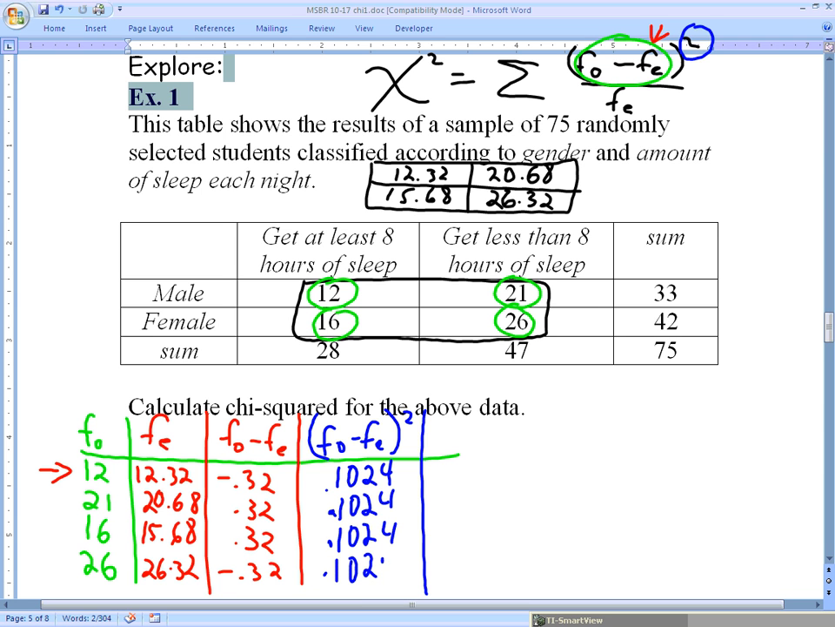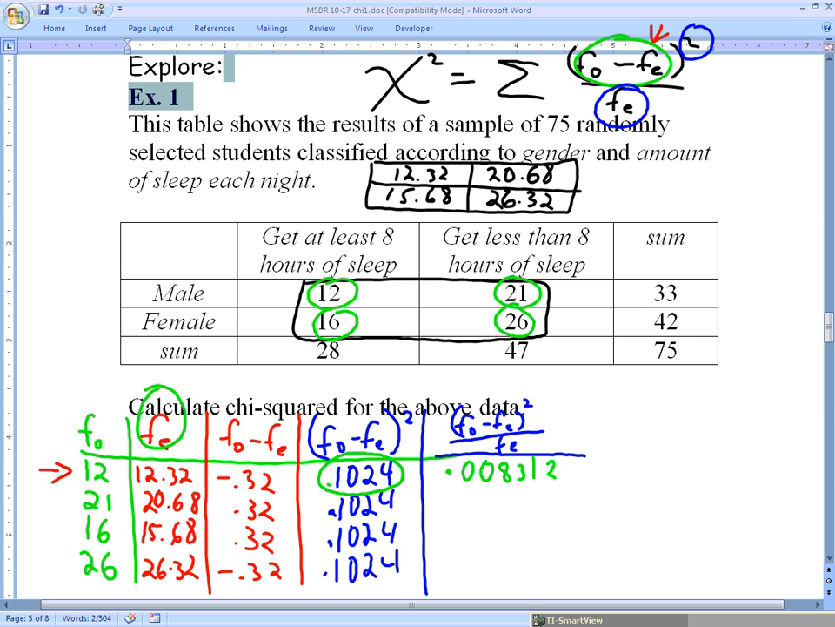And so those are my values there. Now it looks like I'm just getting the same thing, but you will notice that in the next column I do not, because what is left? I have to take all those values that I have now and then divide them by f sub e. So f sub o minus f sub e, quantity squared, which I already figured out, now divided by f sub e. So I'm going to take this value right here, this 0.1024, and I'm going to divide it by my f sub e column. So for the first one, it was 0.1024 divided by 12.32. And I'm getting a small little decimal of 0.00831. I'm going to round there.